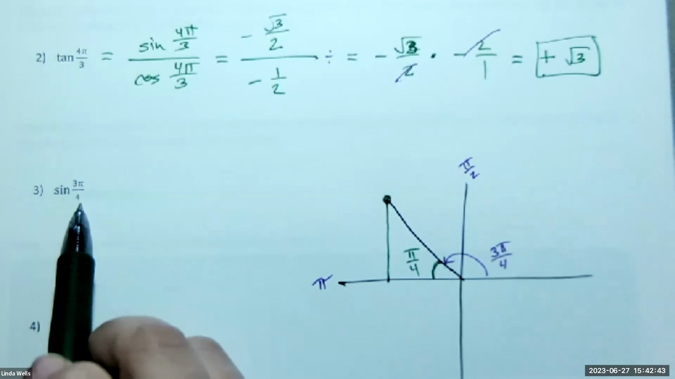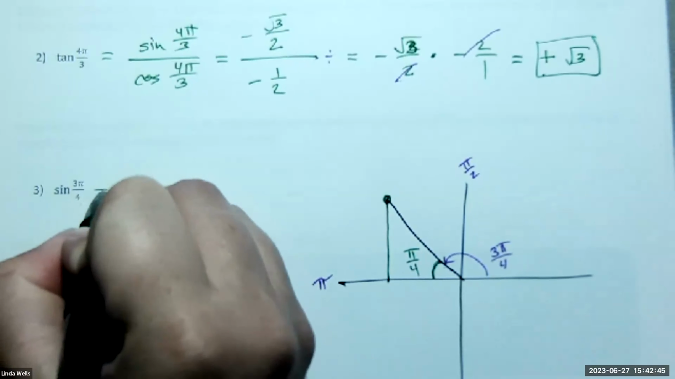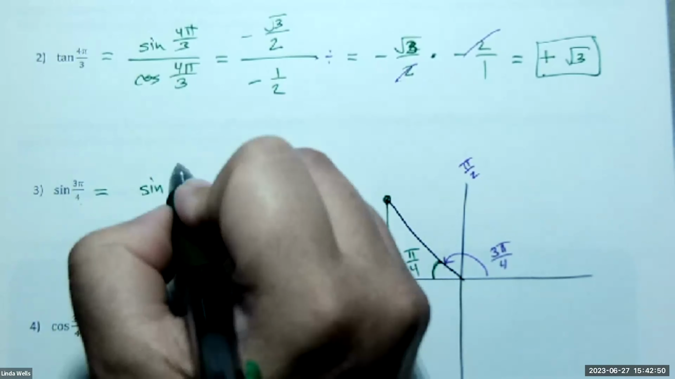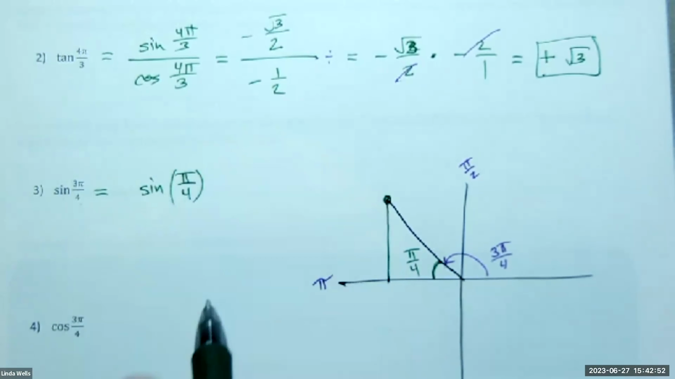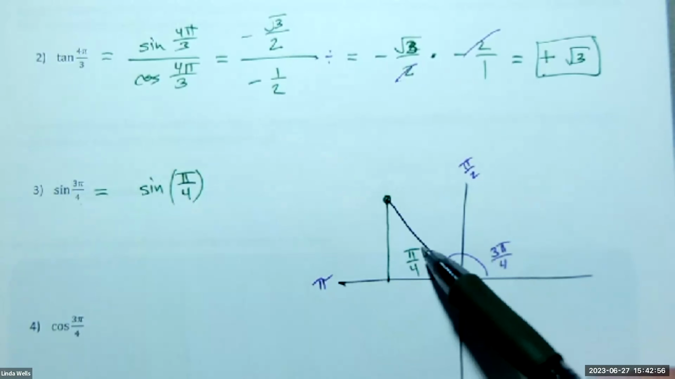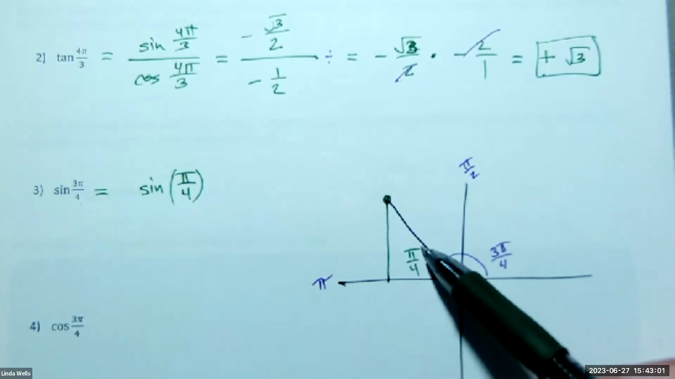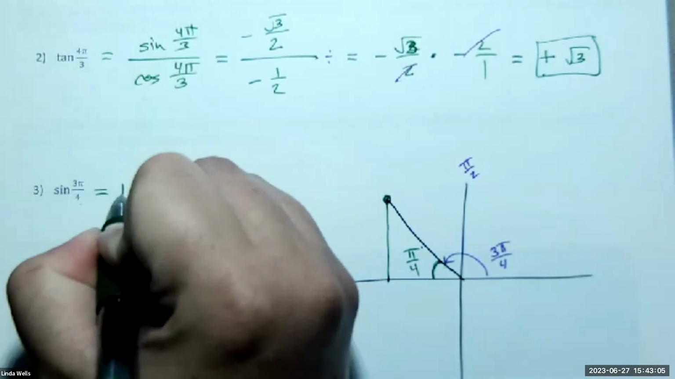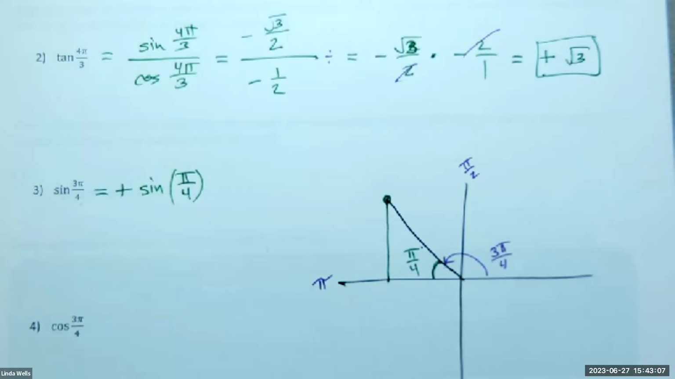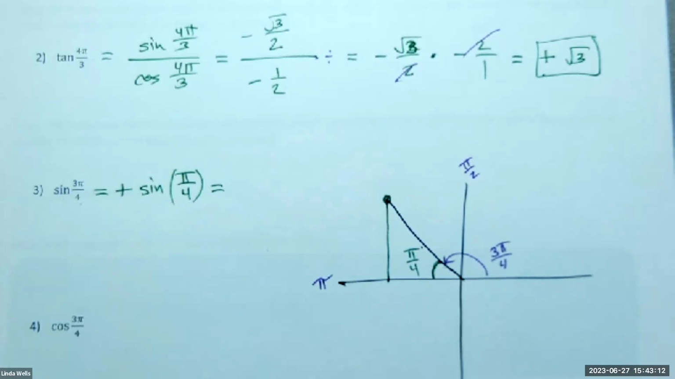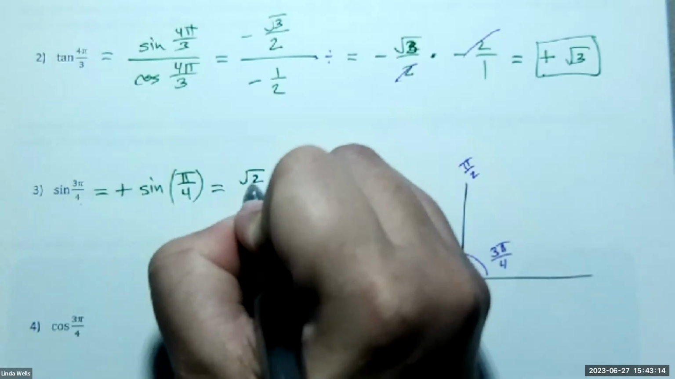So sine of 3 pi over 4 is going to be equal to sine of who? Pi over 4. Except sine in the second quadrant. Wait, sine in the second quadrant, is it positive or negative? Remember, sine is the y value. Positive y-axis. So this would be positive. So they're actually the same. All I need is to go back to my table and read it off. Anybody know what sine of pi over 4 is? Square root of 2 over 2 is correct.